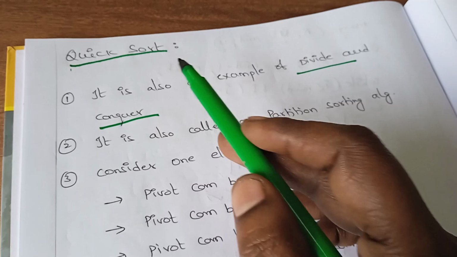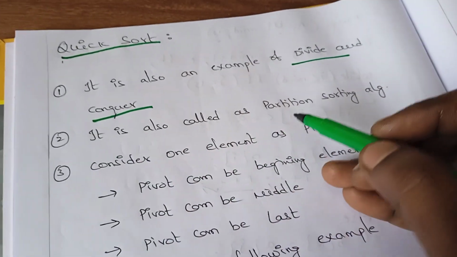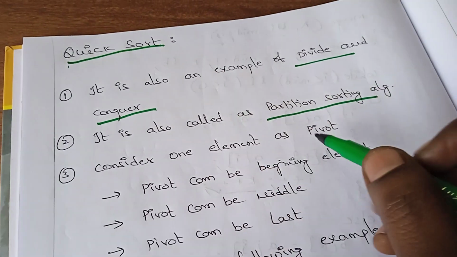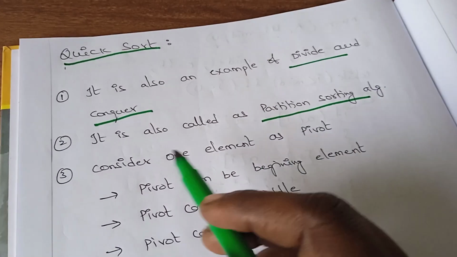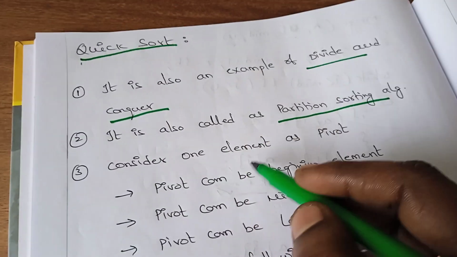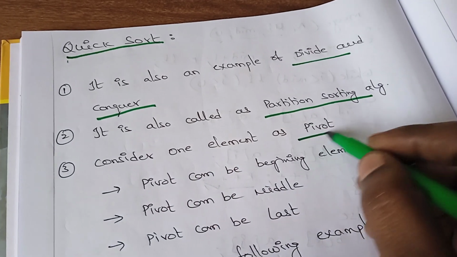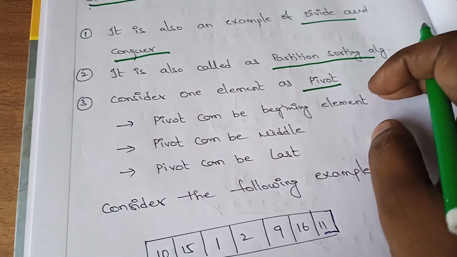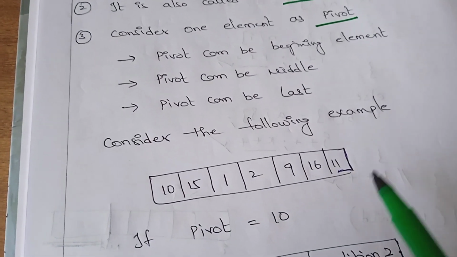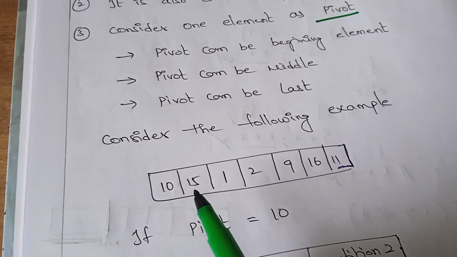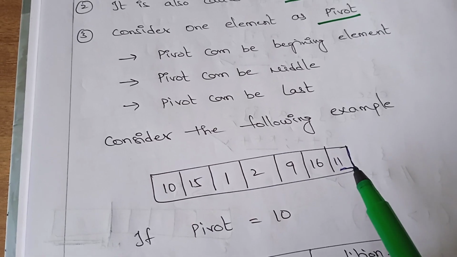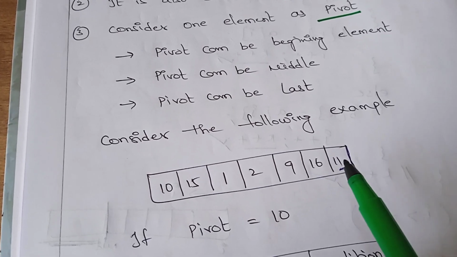Now, as far as quicksort is concerned, this is also called the partition sorting algorithm. The procedure will go like this. We will consider one element as the pivot element. That means if we have a list of elements to be sorted using the quicksort algorithm, we have to consider one of the elements as the pivot element.